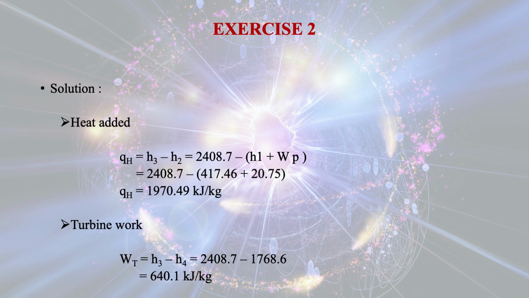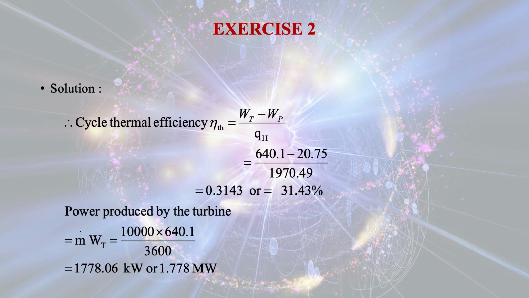So QH is equal to H3 minus H2. Finally you will get the value of QH is equal to 1970.49 kilojoule per kg. The turbine work is WT is equal to H3 minus H4, and if you put the values of H3 and H4, finally you will get the turbine work is equal to 640.1 kilojoule per kg.